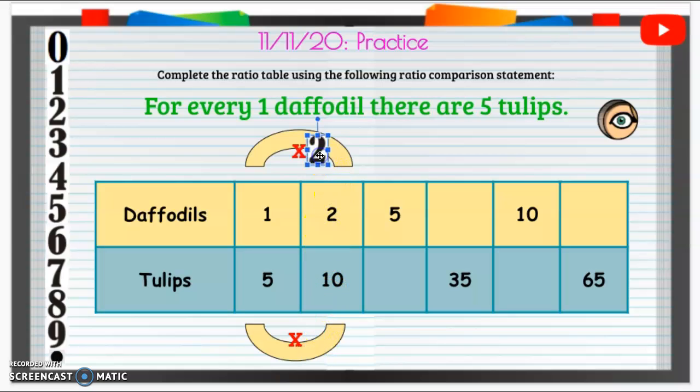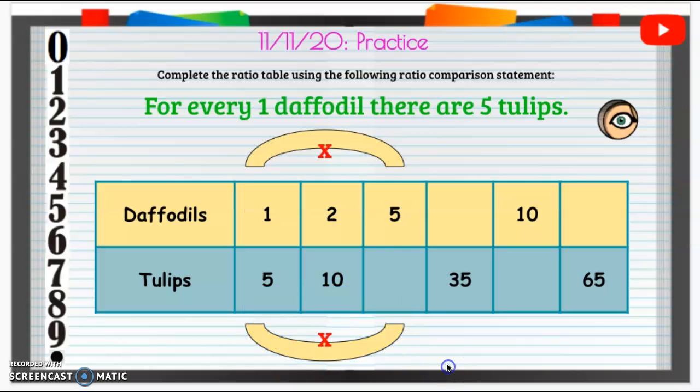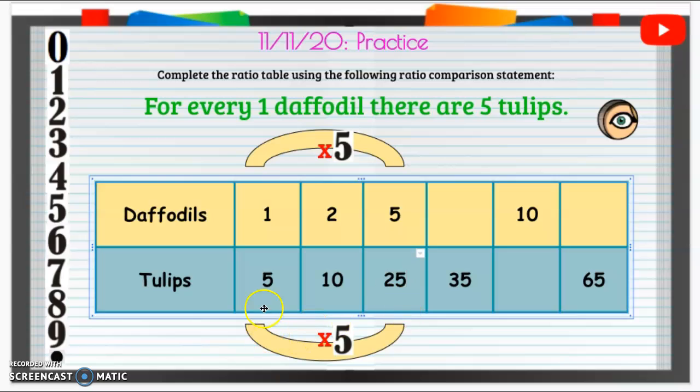Now let's take a look at the next portion. So let's go to the next part of our table. All right, so what we have here is one to five, and then five to, well, we don't know. How do you get from one to five? I know you multiply by five. Ooh, yeah. So one times five is five. If I do that to the top, I must do it to the bottom. So five times five, I know that's 25. So five times five is 25. So that's it for that part of the table.